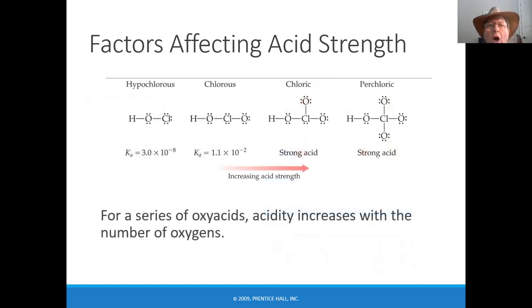The more oxygens I have attached to the element that's linked to the oxygen with the hydrogen, the more oxygens I have around that element, the stronger my acid is going to be.